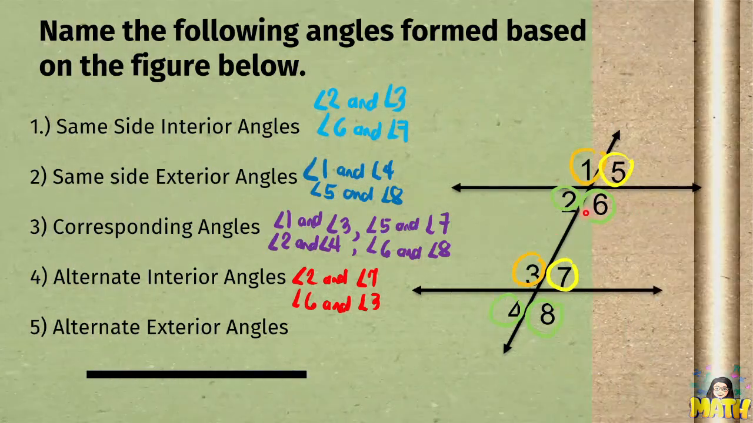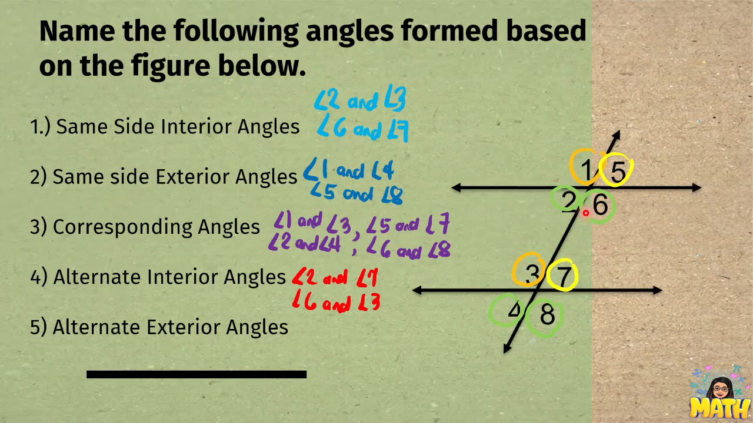While the last part is what we call alternate exterior angles. Exterior should be outside at alternate means magkaibang side. We can have angles 1 and 8 and another pair angles 5 and 4. These are the angles formed based on this figure.